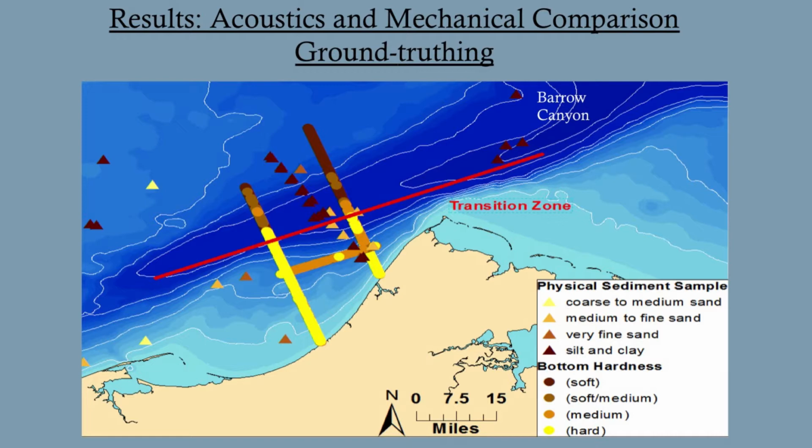So both of these methods did pick up on similar transitions across the Chukchi. And both methods also picked up on this transition zone here that's highlighted in red. And that's likely due to a current that comes across here, and it's depositing different sediment in this particular canyon.